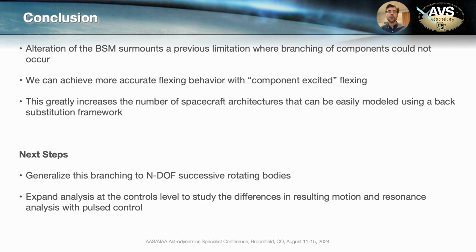Next steps for this would be to generalize the branching to n degree of freedom successive rotating bodies, which my colleague João Vaz Carneiro has developed using the back substitution method to have any number of successive rotating bodies in effect modeling robotic arms. And we'd like to be able to apply these force and torque dynamical effects anywhere on those rotating bodies in the same way that we did this initial proof of concept for a 1 degree of freedom rotating body. We'd also like to expand the analysis at a controls level and study the differences in resulting motion and resonance analysis if we have, for example, pulse control of a thruster on a robotic arm, as we just showed.